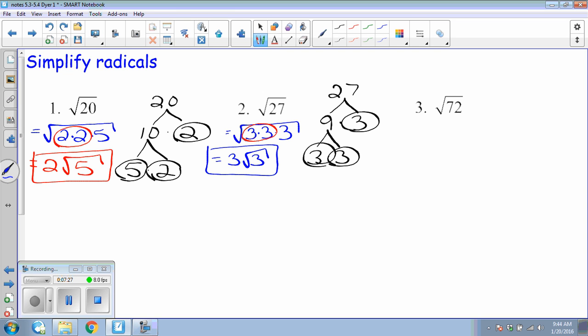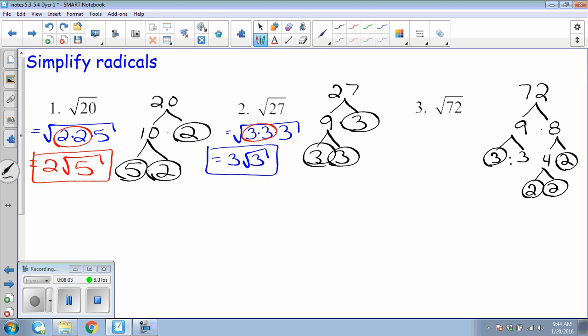Okay, square root of 72, we're going to do the same thing with it. 72 is what times what? So we have 9 times 8. Am I done with either of these? No, right? They can go further, so I'm not circling anything yet, okay? So 8 is 4 times 2. I'm done with 2, right? But I'm not done with 4. 4 is 2 times 2. Now I'm done with that side. Okay? And so 9 is 3 times 3, and I'm done with that.